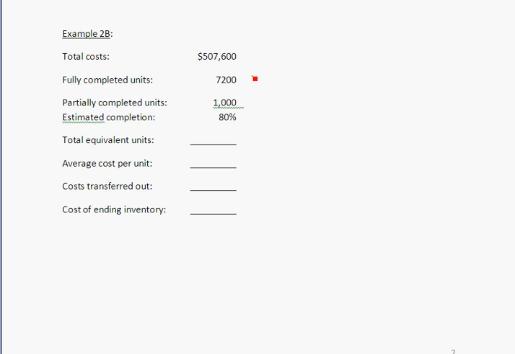And again, anything that's transferred out is what? 100% complete. So 7,200 times 100% gives us 7,200 equivalent units. Our ending work in process consists of 1,000 units that are 80% complete for 800 equivalent units. Thus our total equivalent units of production then is 8,000 units.